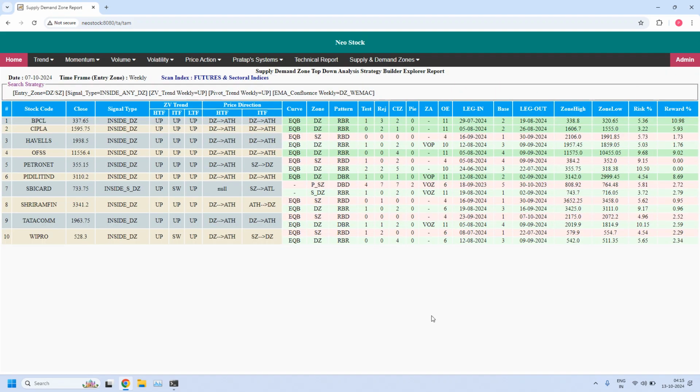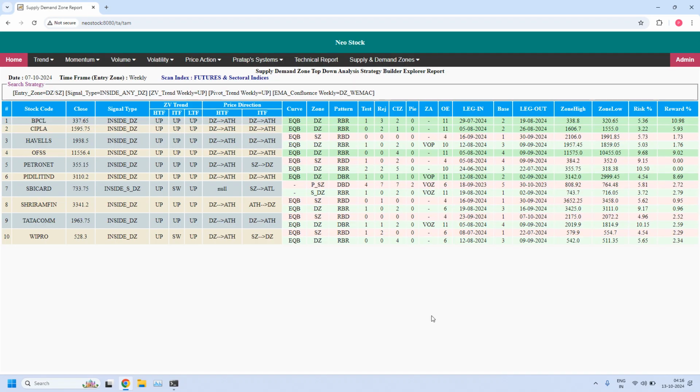See, 10 stocks. Both zone violation is up and swing high low is also uptrend. And also these zones are having a weekly EMA confluence. And moreover, prices are closed inside these demand zones.